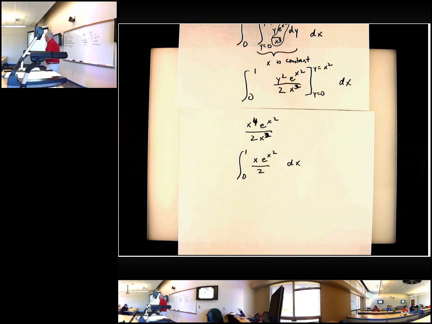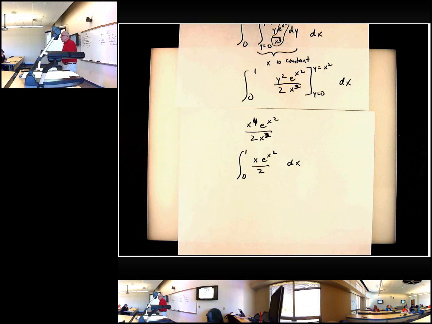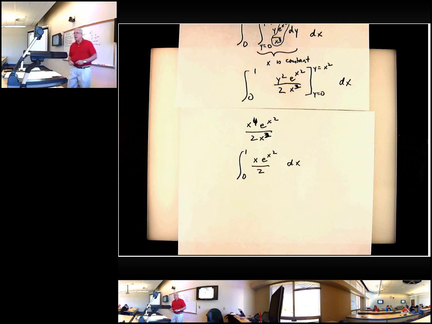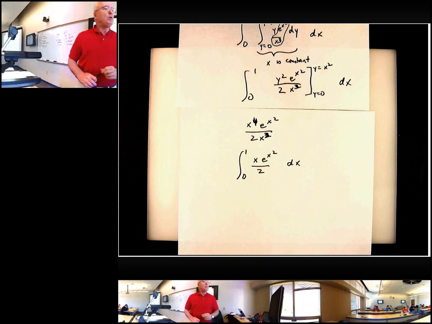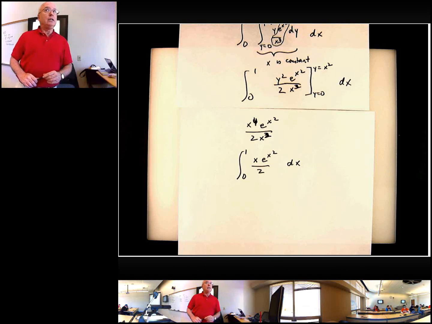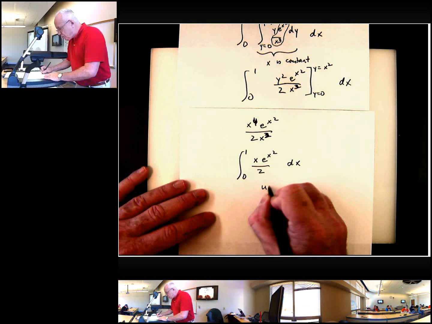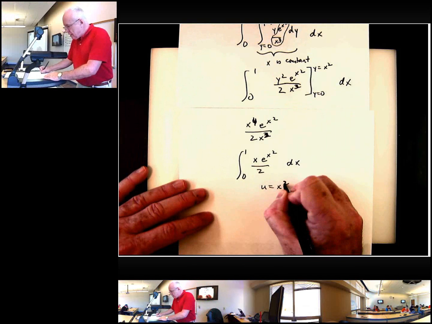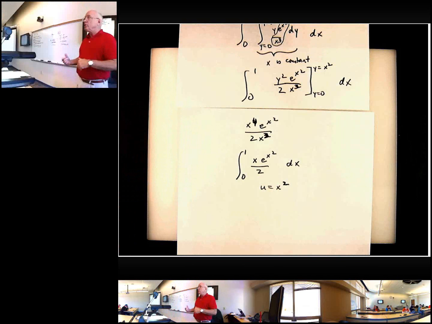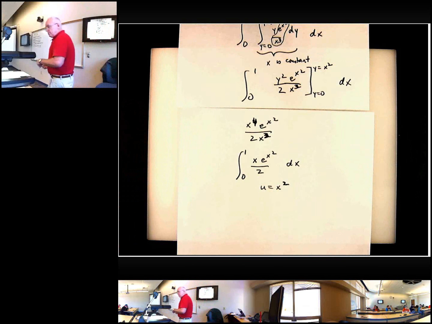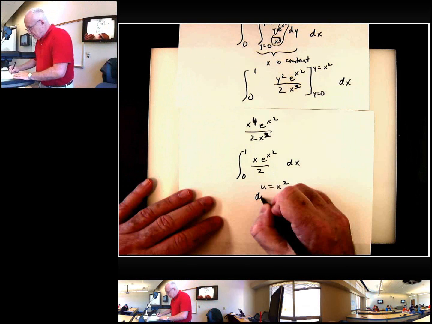So I'm going to pick on you. Jenna, what technique am I going to use to evaluate this antiderivative? I use substitution. And what will be my u? U substitution, u equals x squared, and I'm going to leave it at that. We just go from there, all right? Well, let's not leave it at that.